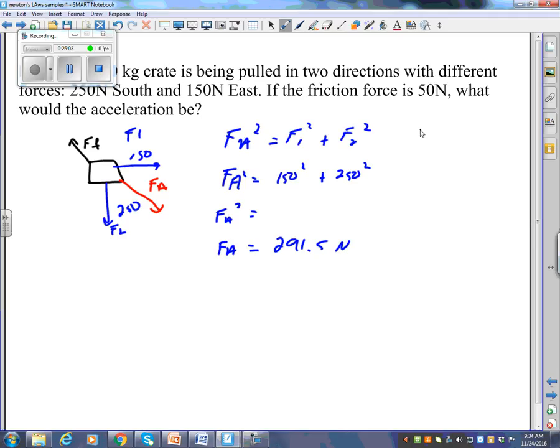Now we can go: F net is equal to FA plus FF. And now we're going to deal with this friction. So the net force is going to be my 291.5, and I'm going to add negative 50. And I get a net force of 241.5 newtons.